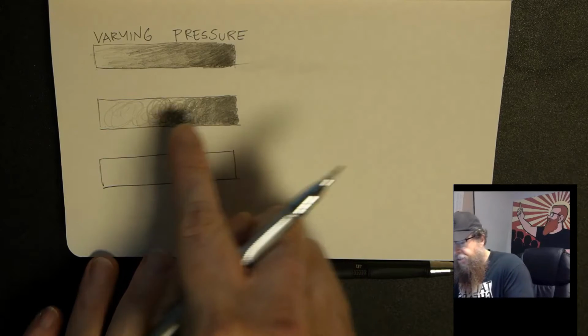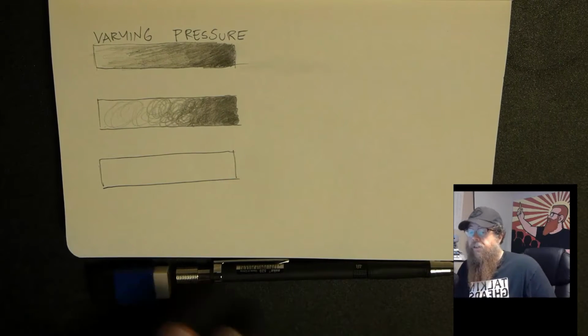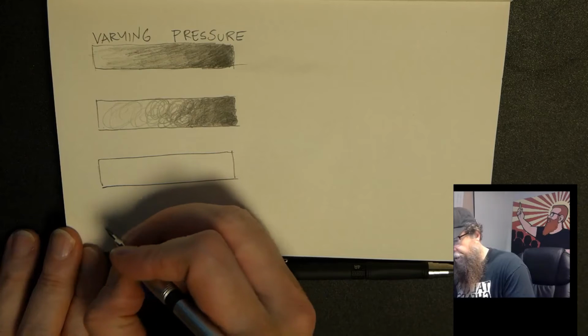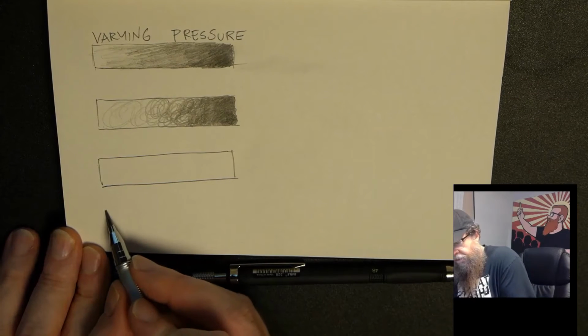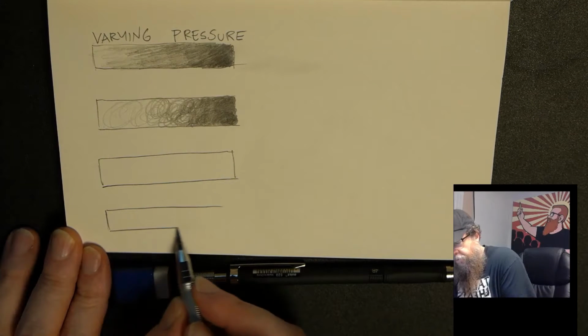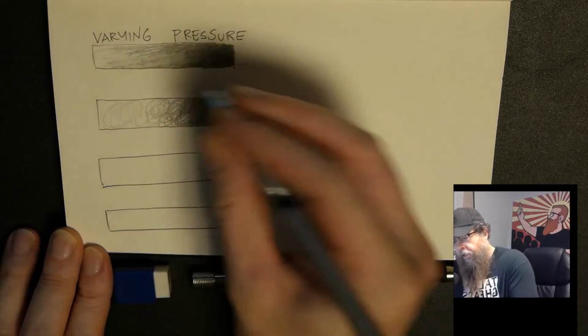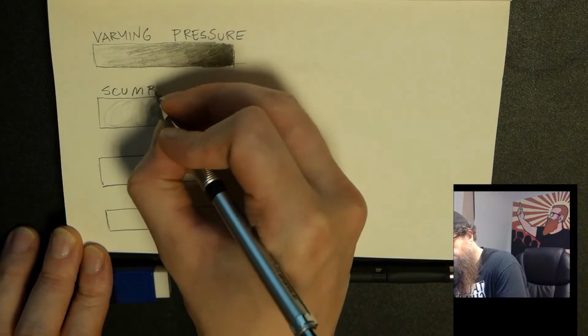Some people might take this and try and smudge it with their fingers. That's not one of the methods that we're learning about today. What do you know? We'll learn 4 methods. I'll teach you that one last. That one's really easy. But that one is called scumbling.